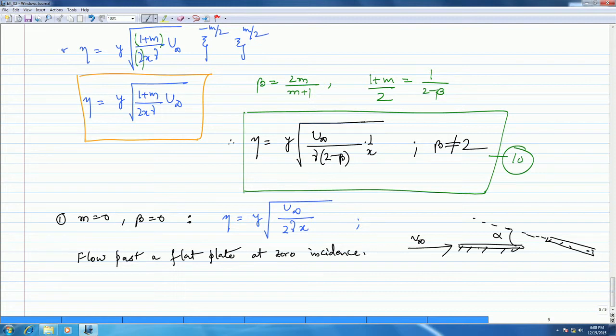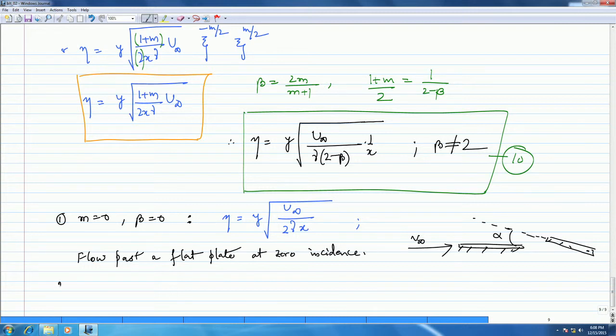This is what we started with, and we spent a lot of time trying to understand the flow past a flat plate, right? So essentially, numerically m is equal to 0 and beta is equal to 0 boils down to flow past a flat plate at 0 incidence.